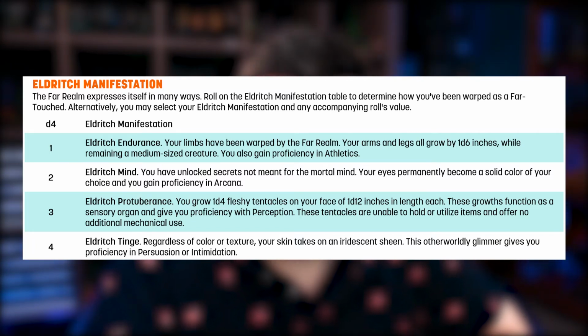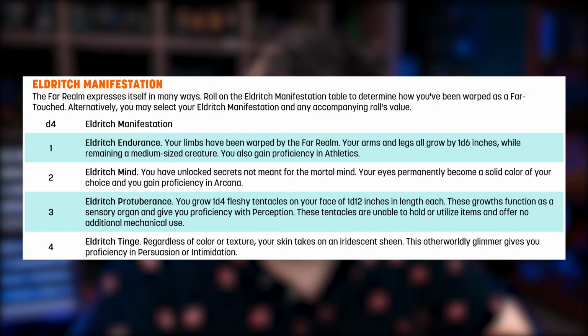Eldritch Mind. Your eyes permanently become a solid color of your choice and you gain proficiency in Arcana. Eldritch Protuberance. You grow 1d4 fleshy tentacles on your face that are 1d12 inches in length. These function as a sensory organ and give you proficiency with Perception. You can't use the tentacles for any shenanigans like holding your spellcasting focus or anything. Just have big floppy tentacles.